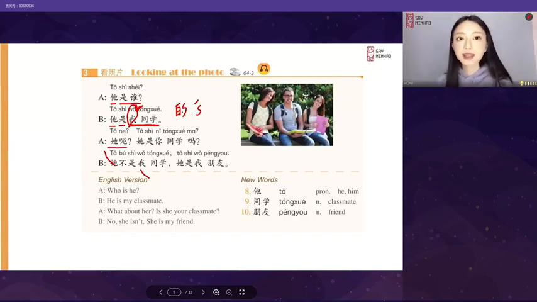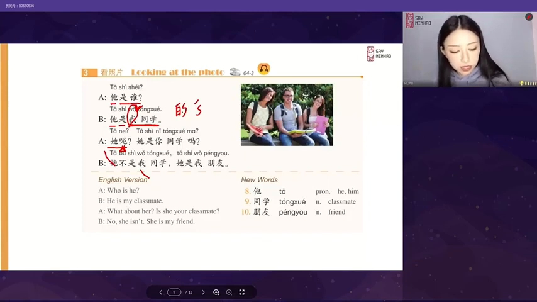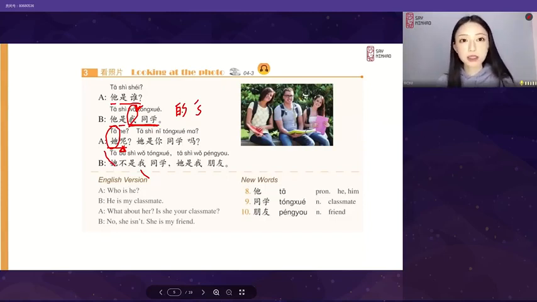Next sentence, 他呢? We learned 呢 is used to ask a question mentioned before, right? And before, we were asking about someone's identity, right? Identity. And this identity question is about her. And in case this person doesn't understand this question, we said another question. 她是你同学吗? 她, she, or she is 你同学. 你同学 means your classmate. 你 means you, 你同学 means your classmate.